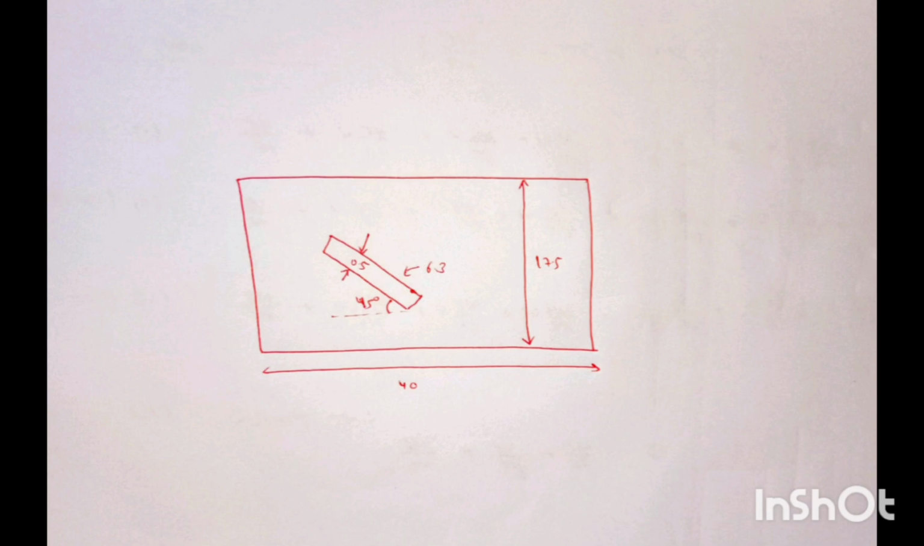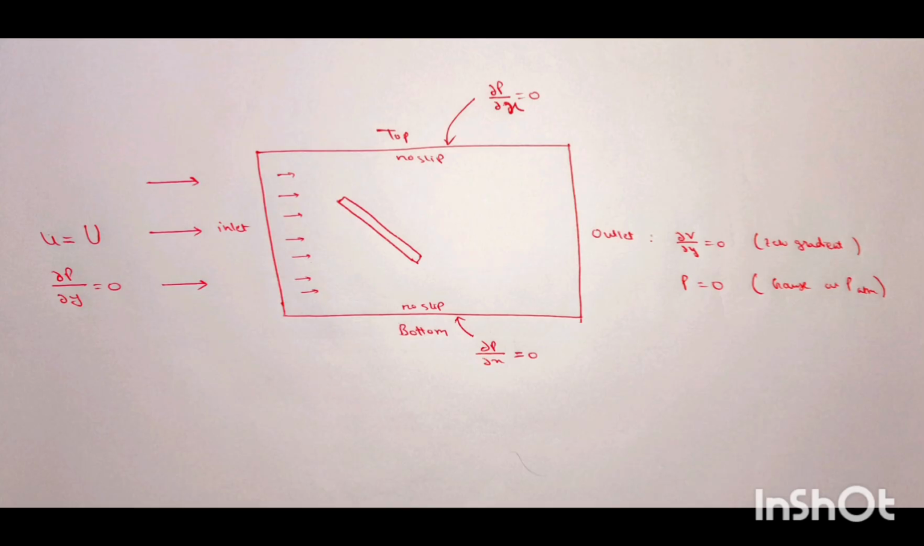Now we need to define our boundaries for solving the 2D flow problem. So we have taken a square domain of length 40 units and breadth 17.5 units. In between there is a 0.5 unit thick rectangular sheet, which has length 6.3 units. It is aligned at 45 degrees to the flow.